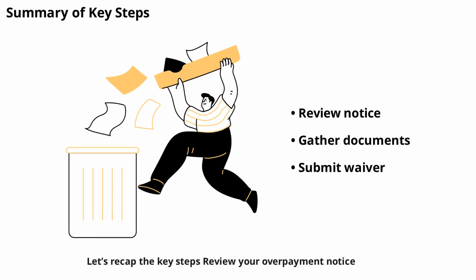Let's recap the key steps. Review your overpayment notice, gather your documents, fill out Form SSA 632, and submit your waiver request. Respond promptly to any SSA requests and keep good records. If your waiver is denied, consider appealing or setting up a payment plan. Remember, help is available if you need it.